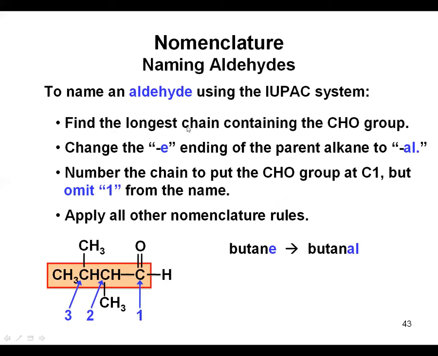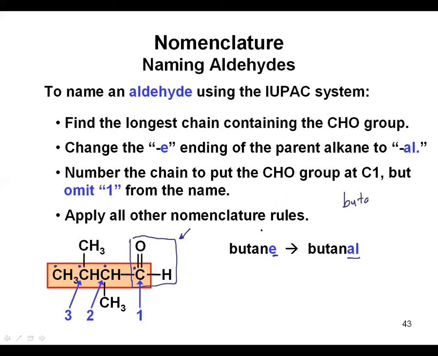Just like everything else here, we're going to look for the longest continuous carbon chain. It obviously does need to contain our aldehyde functional group. So since we see our aldehyde functional group here, we drop the E and we put Al at the end of it for our aldehyde. So this again has 1, 2, 3, and 4 carbons, which, as you can see here, is based off of butane. So butane becomes, as you see there, butanal, Al.